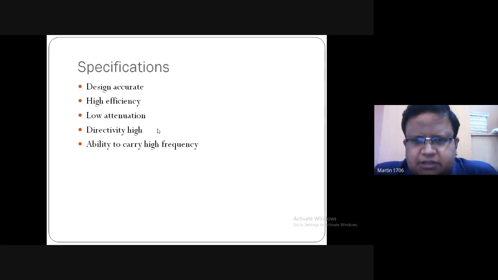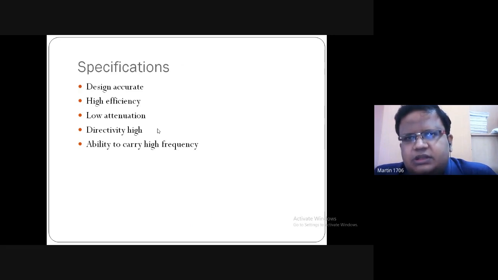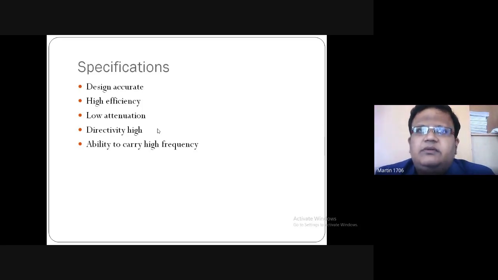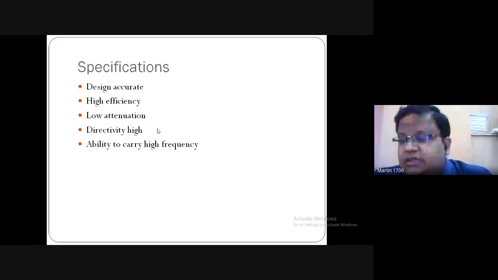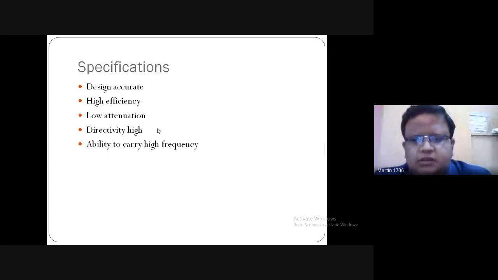There are some specifications whenever we are seeing them on your microwave workbench. We have to look into the accuracy of the system, how efficient the system will work, whether the attenuation is less in your system, and its directivity. Directivity is nothing but the two points of view, that is, two systems are there.